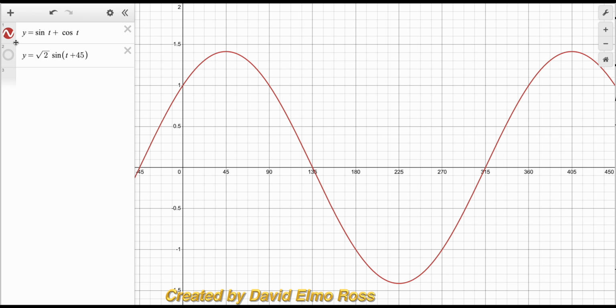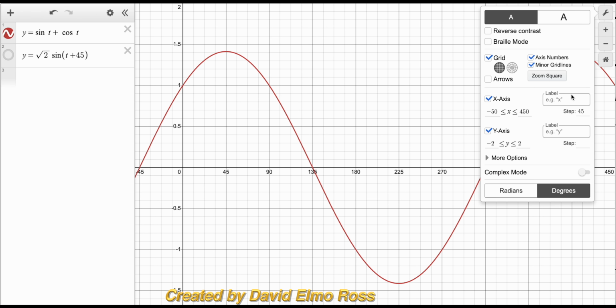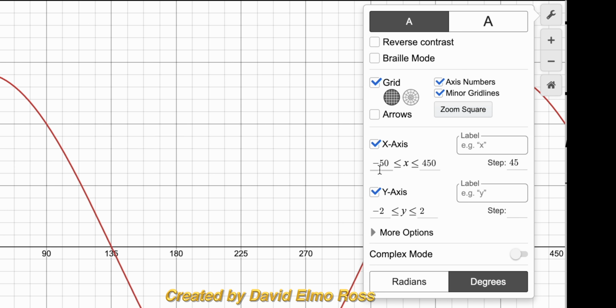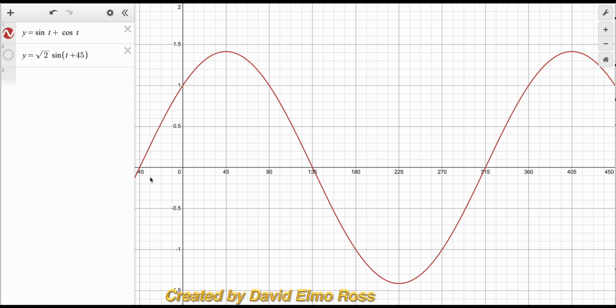Now, what we've done to plot y equals sine t plus cos t is we've gone up here, clicked on this, and set our x-axis to be minus 50 all the way to 430 with a step size of 45 degrees. And we made sure we set degrees. And that's why we get this curve here. Now you notice that this curve starts at minus 45, goes through here at 135, goes through here at 315, and ends up here at 405 for this peak.